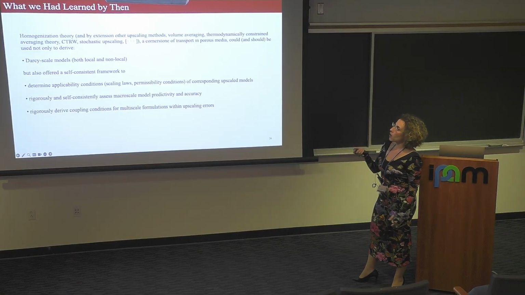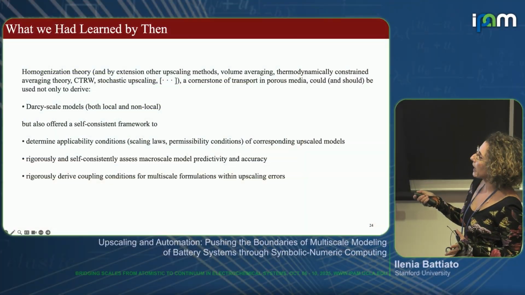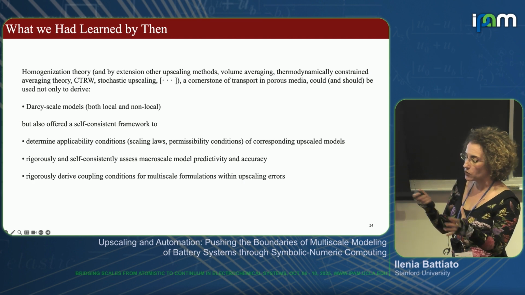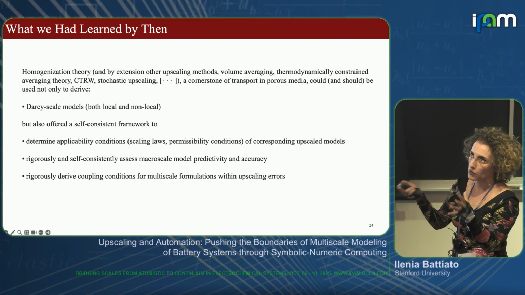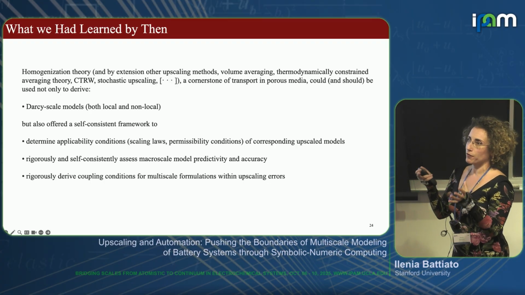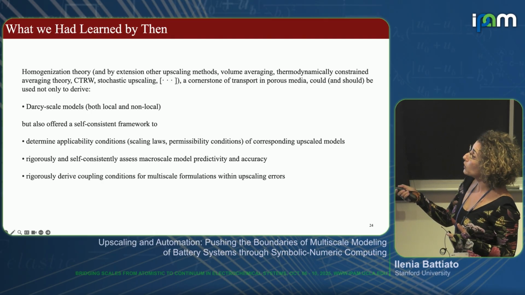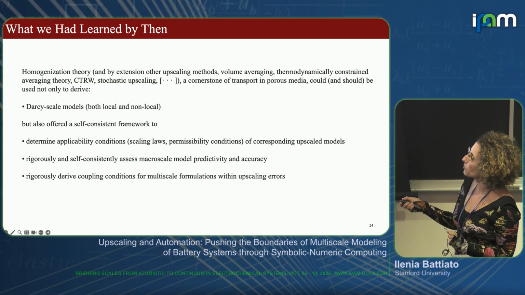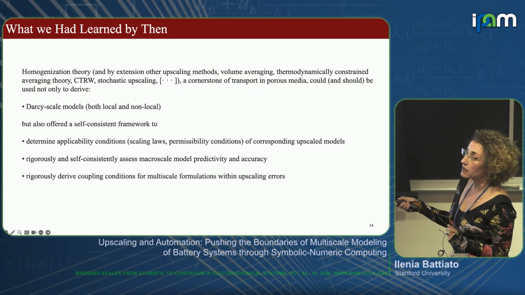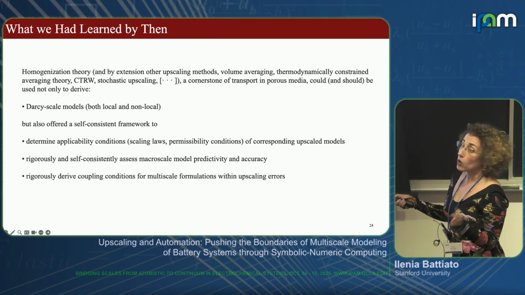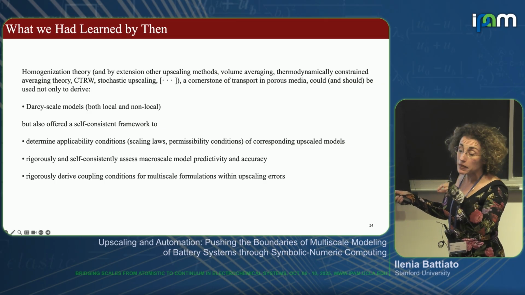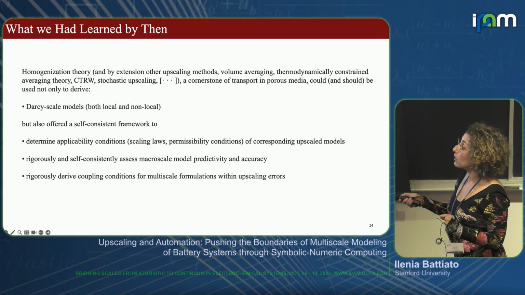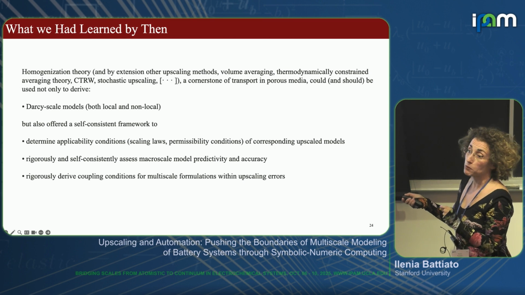Thank you. So by then, essentially what we have learned is that homogenization theory, and practically all other upscaling theories, you can show that you can map at least a couple of famous ones onto each other. Not only can you get upscaled models, that in this context we call Darcy scale, so my apologies, this is very much porous media people, but it can do much more than that. It allows you to determine the applicability conditions of that particular model that you have derived, and it also allows you to self-consistently assess model predictivity.